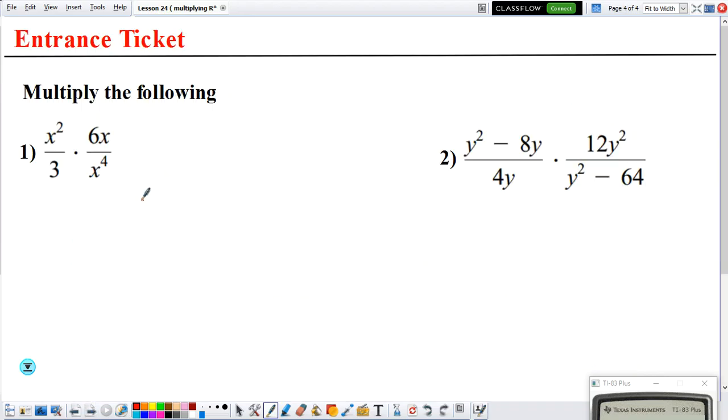Now for your entrance ticket, here you have it. Multiply the following. Try to factor it out. Try to see if anything cancels out, and you should obtain your final answer. Don't forget to include the values of the variable that you need to exclude in your final answer.